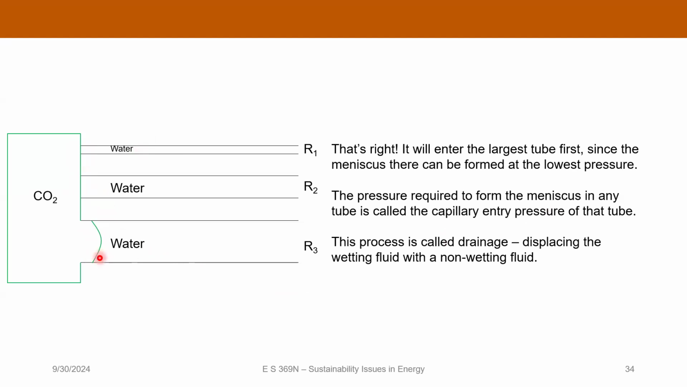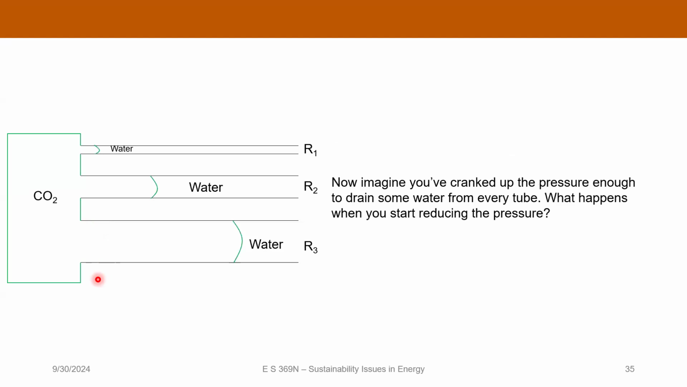Okay, now what we're doing here is a process called drainage, which is where we are displacing the wetting fluid with a non-wetting fluid. And so you could think of this being directly analogous to injecting carbon dioxide into a saline aquifer. When you do that process, you have to overcome the capillary pressure barrier in the pores. And the higher the pressure you inject at, the smaller the pores you can get the CO2 into.